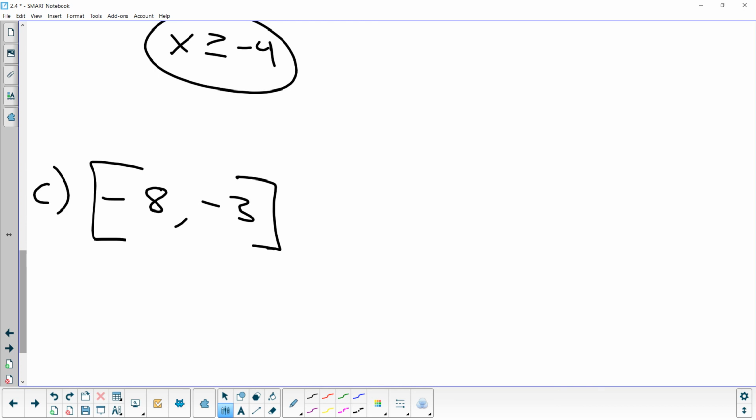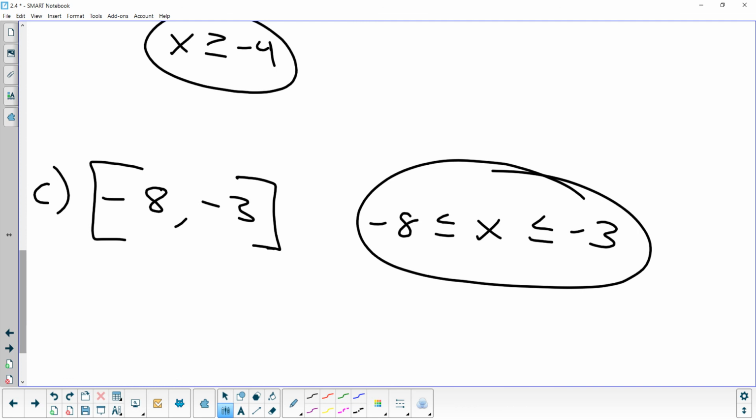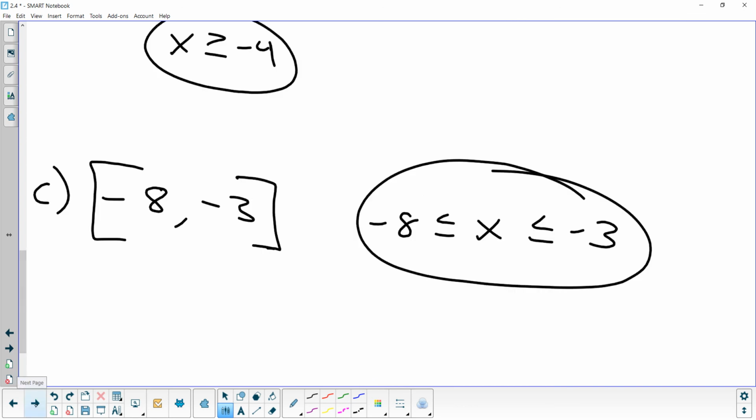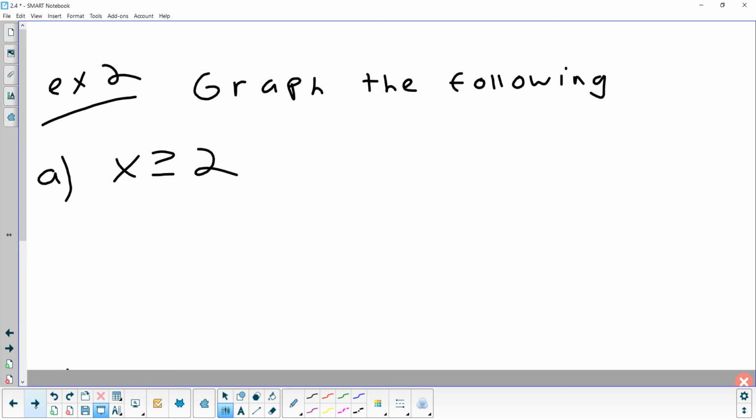How would we write this as an inequality? Mabel? -8 is less than or equal to x, which is less than or equal to -3. Yep, so -8 is less than or equal to x, which is less than or equal to -3. Good. Any questions on that? Okay, so those are all examples of conjunctions.